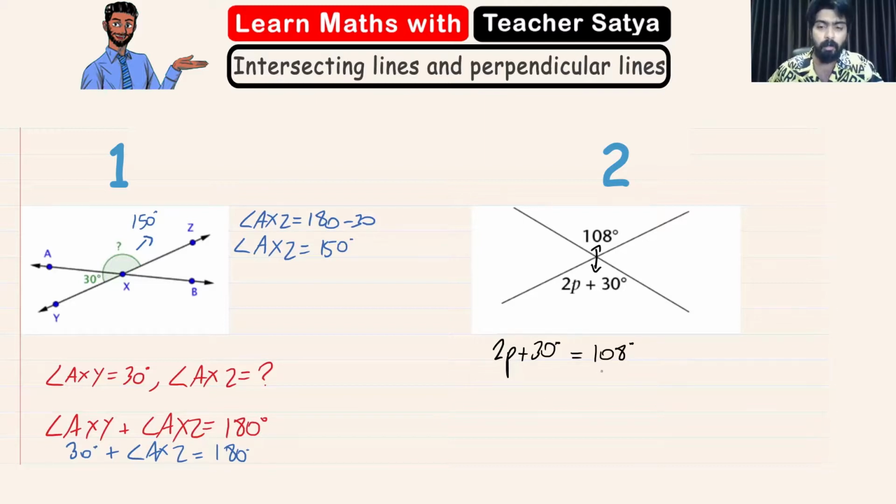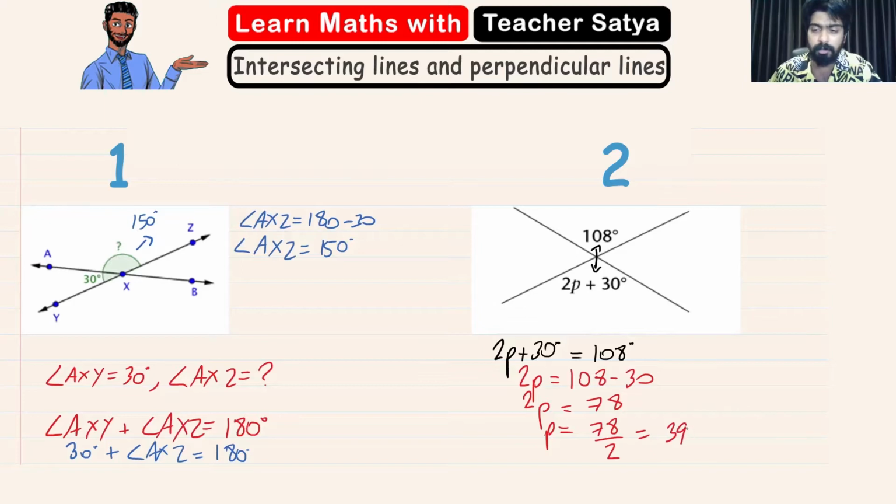Now, in order to find the value of P, I'm going to start off by transposing 30 to the other side. So I'll have 2P is 108 minus 30. 2P will be equal to 78. And since the question is asking us to find the value of P, I'm going to transpose 2 to the other side. And when we transpose 2 to the other side, it will change to division. Therefore, 78 divided by 2 is 39. Therefore, in this question, the value of P will be equal to 39 degrees. All right, guys. And that is how we would find the missing angle from intersecting lines.